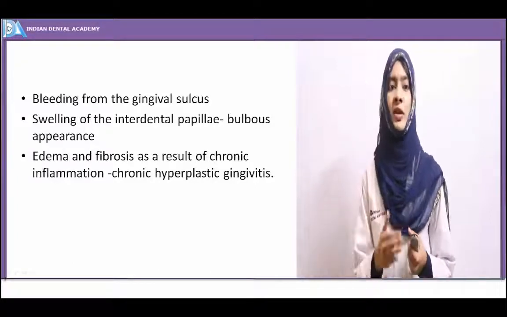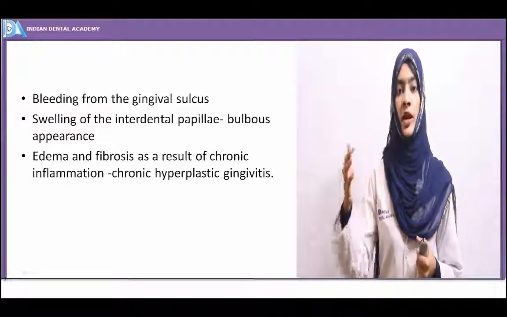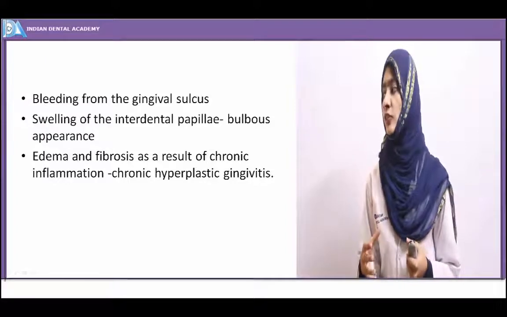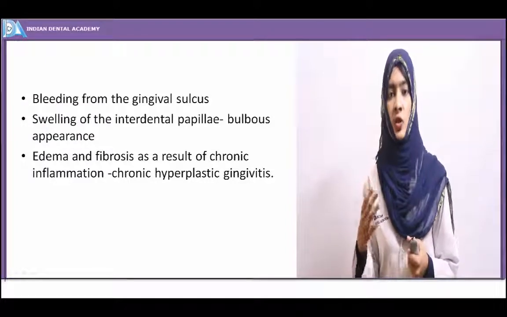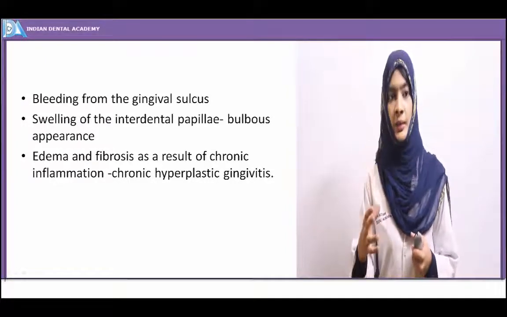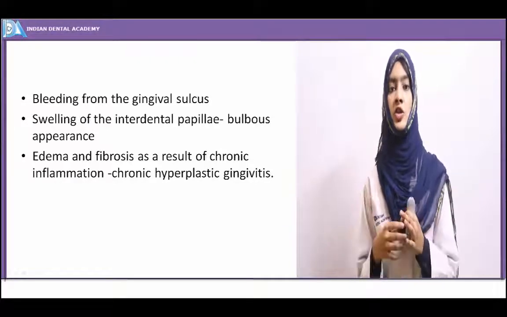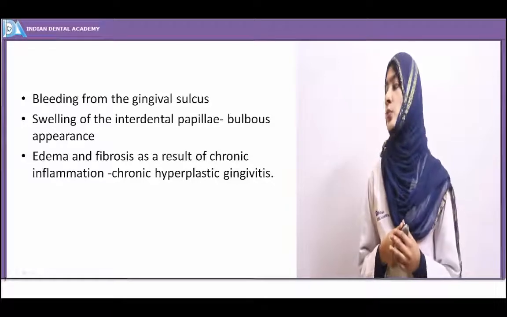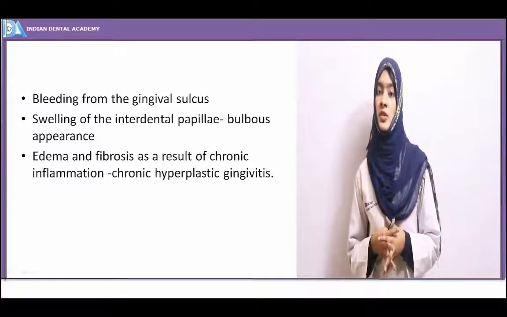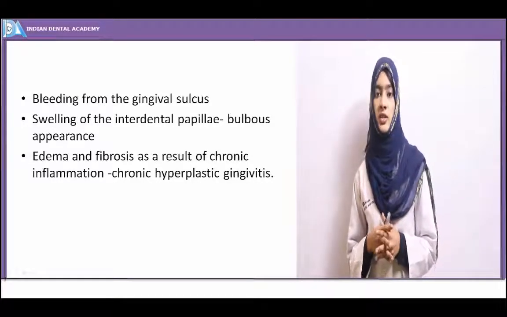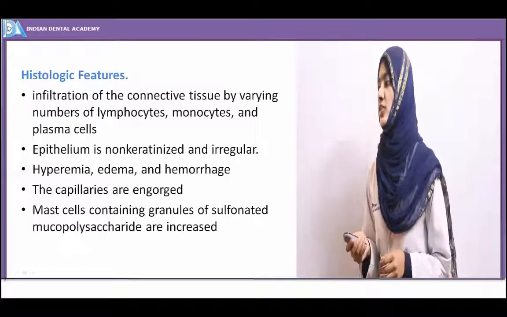And as the inflammation progresses, there is fibrosis of the gingiva as a result of chronic inflammation, and edema and fibrosis both progress, and they lead to accumulation of pus at later stages also. So that edema and fibrosis, whenever they occur in chronic gingivitis, is known as chronic hyperplastic gingivitis.